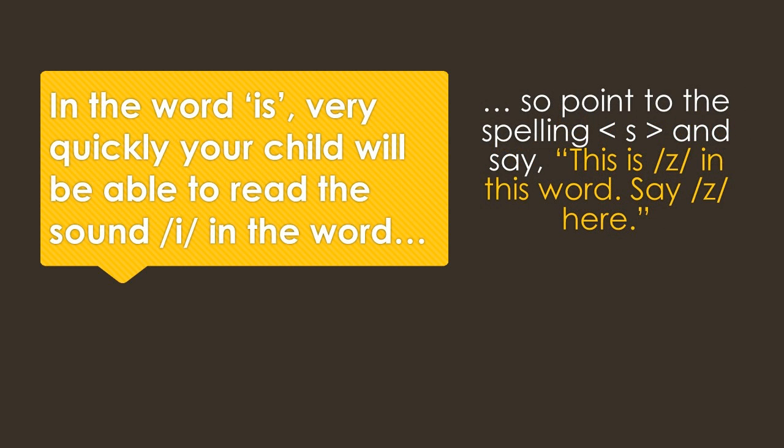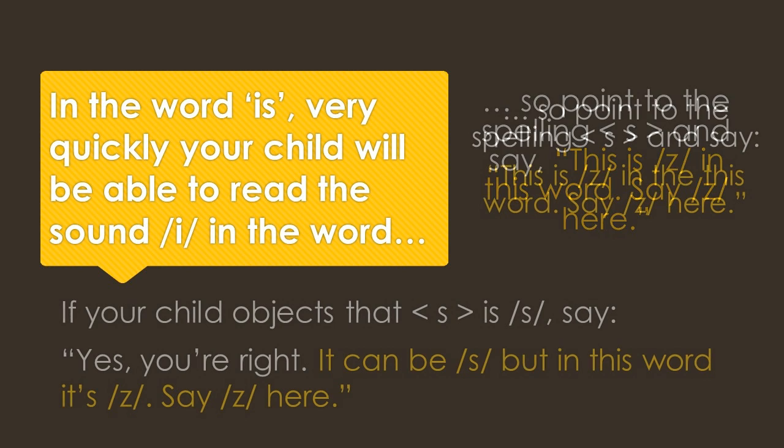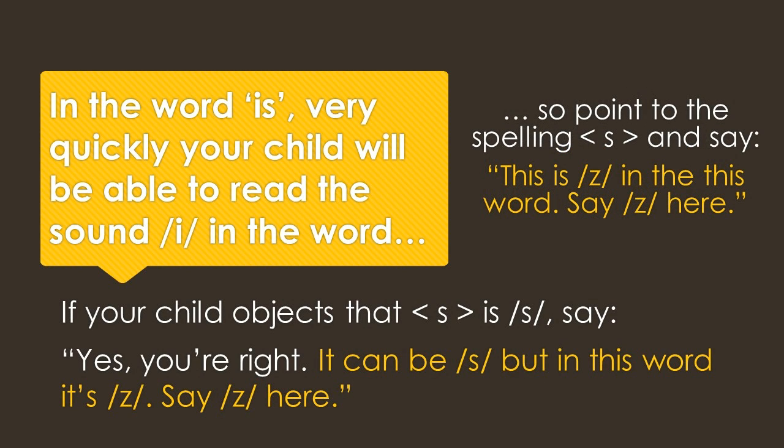In the case of is, very quickly your child will be able to read the sound I in the word, and you can point to the spelling S and say, "This is Z in this word. Say Z here." If your child objects and says that S is S, compliment them by saying, "Yes, you're right, it can be S, but in this word it's Z. Say Z here."